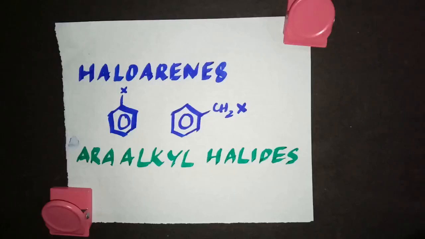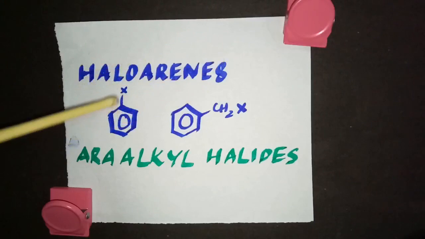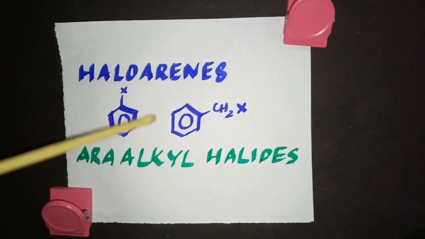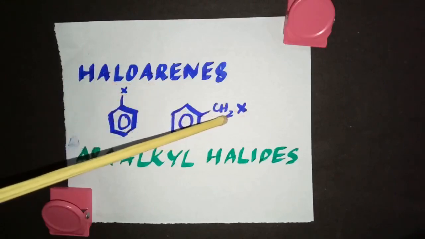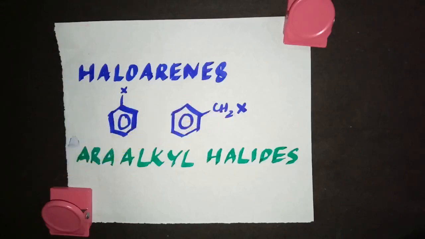Hello guys, in this video we are going to see about haloarenes and aralkyl halides. You can call haloarenes as aryl halides also. When you have a benzene ring, we use the term arene. So if the halogen is directly attached to the benzene ring, we call them haloarenes. If the halogen is attached to an alkyl group and then the alkyl group is attached to the benzene ring, then we call that aralkyl halides.